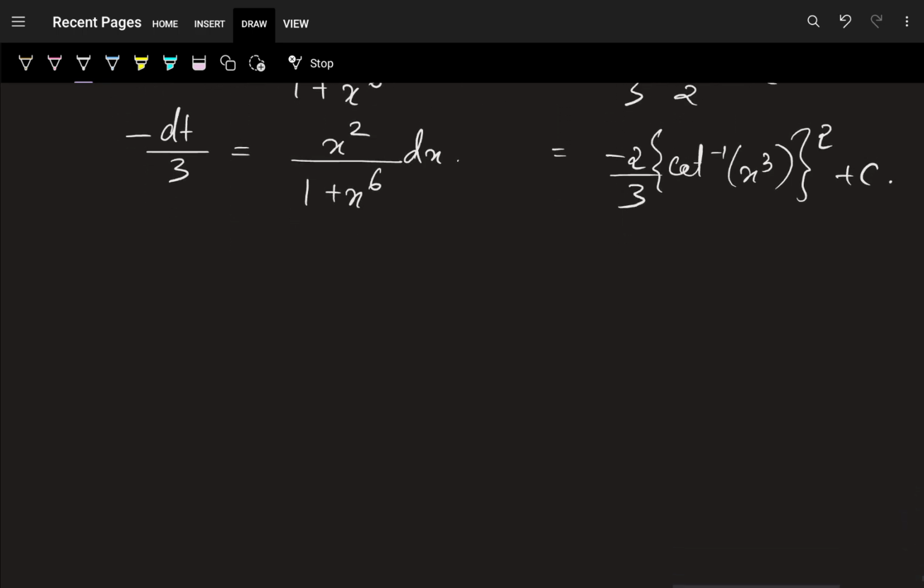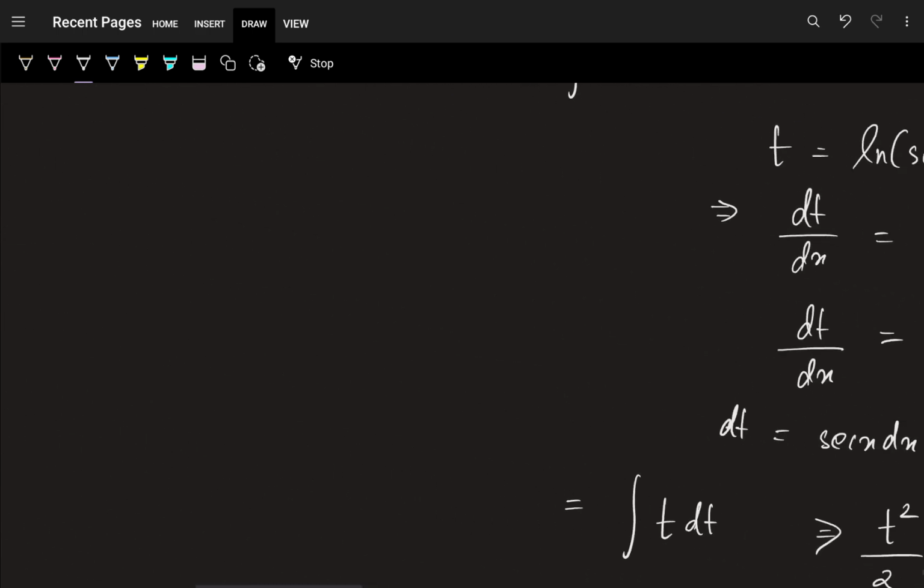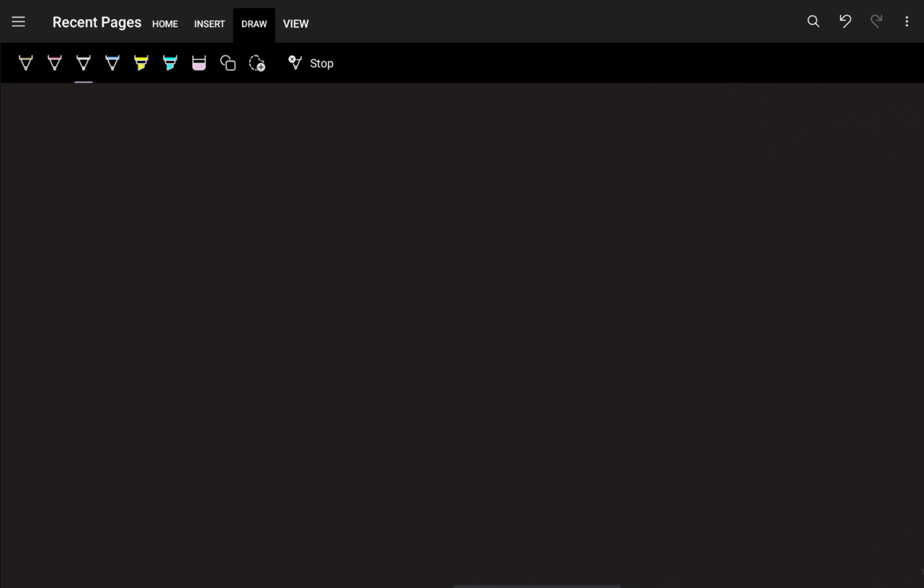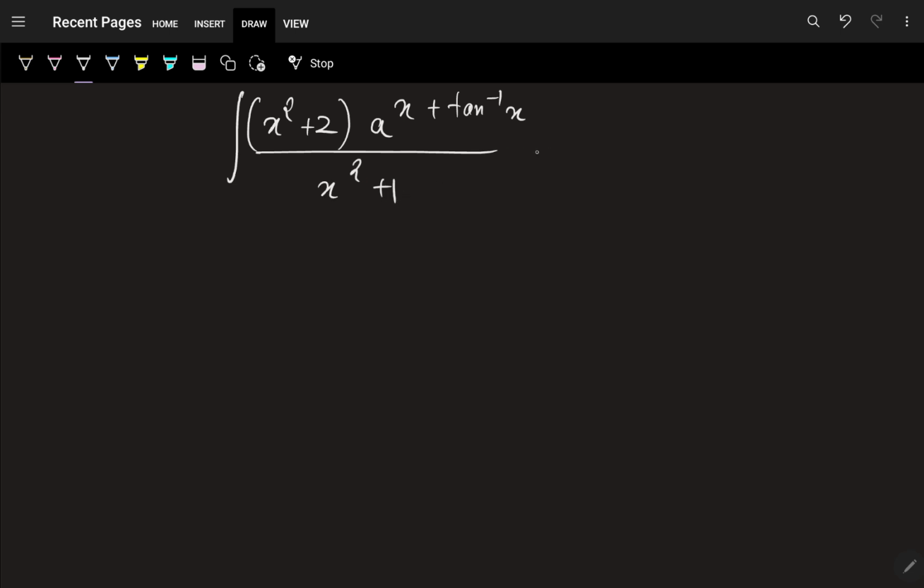Yeah, moving on to the next question. We have integration of x square plus 2 into a to the power x plus tan inverse x upon x square plus 1 dx. So what you do, you let t as x plus tan inverse x.